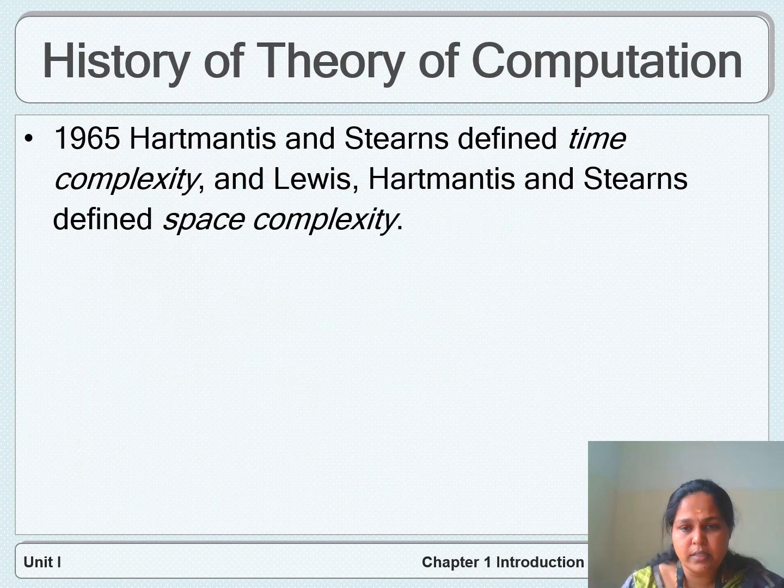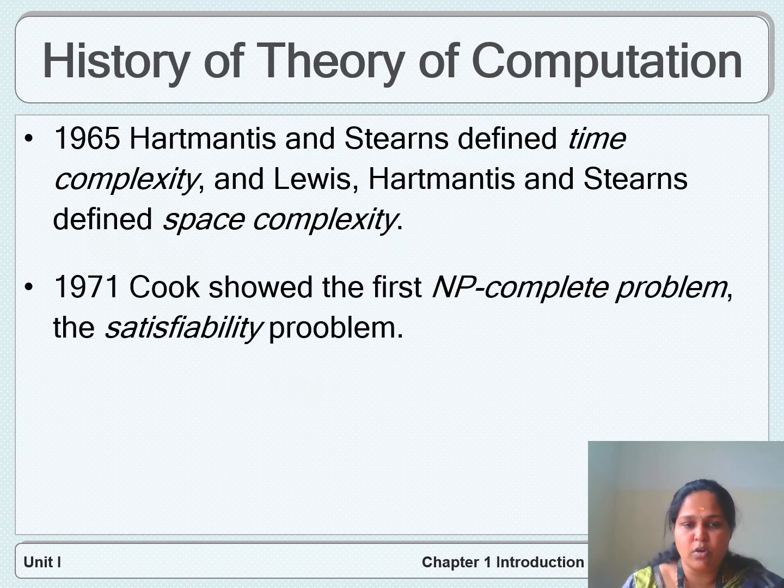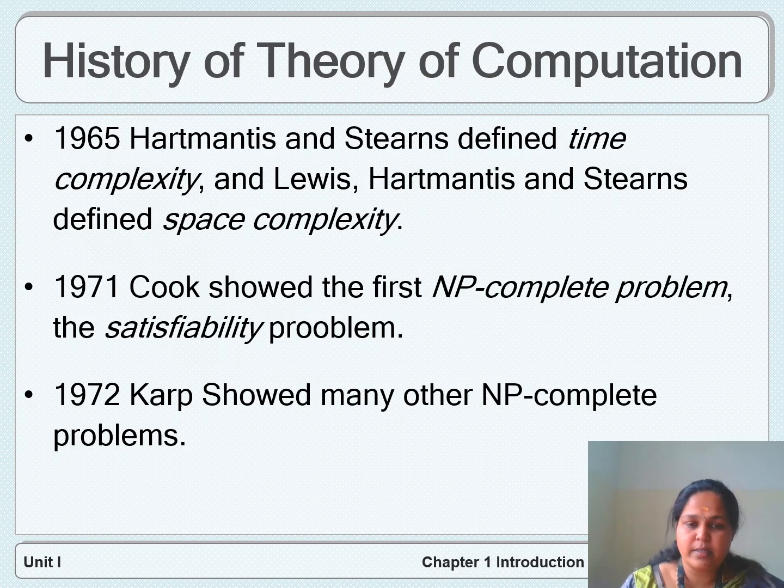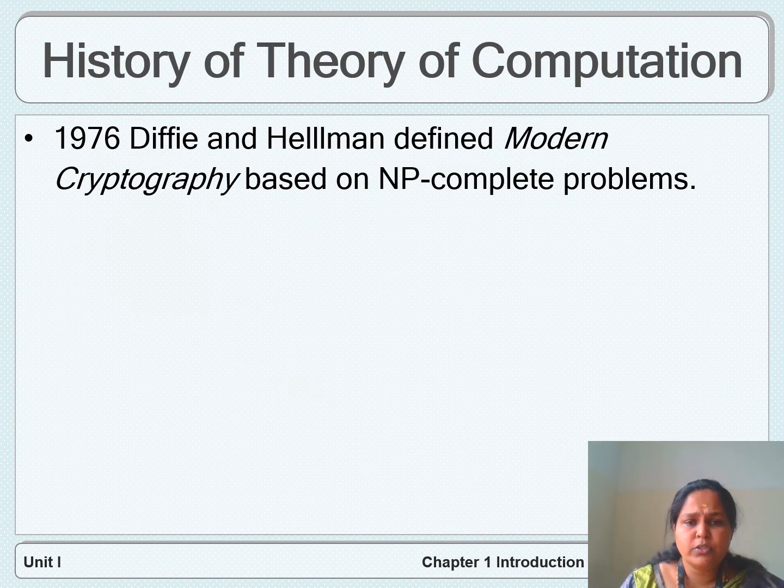In 1965, Hartmanis and Stearns defined time complexity and space complexity. In 1971, Cook showed the first NP-complete problem, the satisfiability problem. In 1972, Karp showed many other NP-complete problems also. This is the history of theory of computation.